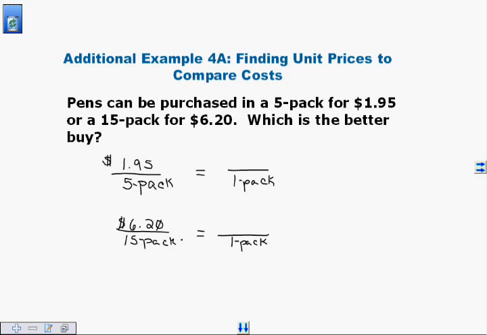So, in order to do that, how do you get from 5 to 1? You divide by 5. So if you divide $1.95 by 5, bring your decimal straight up. Up, 9.